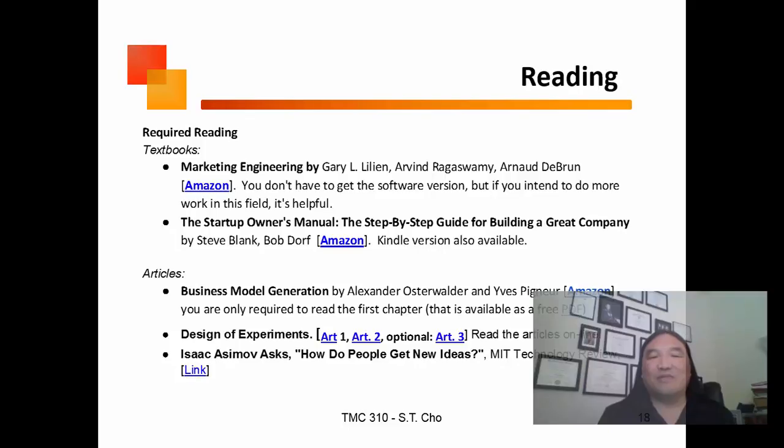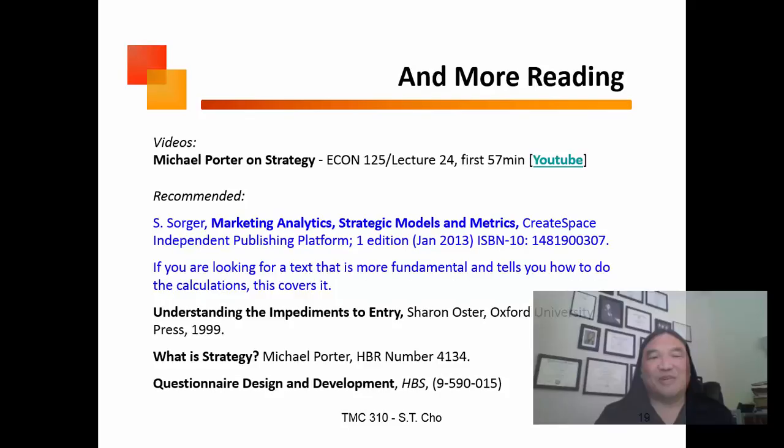The Startup Owner's Manual. Personally, if I'm not sure I was going to do this full time, I just get the digital version. It's only $8. There's a number of different articles you go through. There is one video lecture that I'm going to ask you to watch, which is 57 minutes long. And yes, quiz questions will be offered off of it.